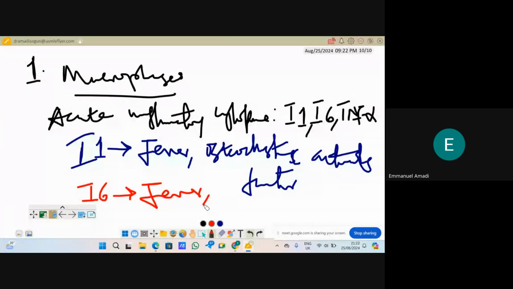Now, see, whenever there is inflammation, there'll be what we call acute phase reactants being produced. Now, what are these acute phase reactants? For example, your fibrinogen, your transferrin, your hepcidin, your C-reactive protein, your amyloid A protein, all these are acute phase reactant proteins that you see during inflammation.